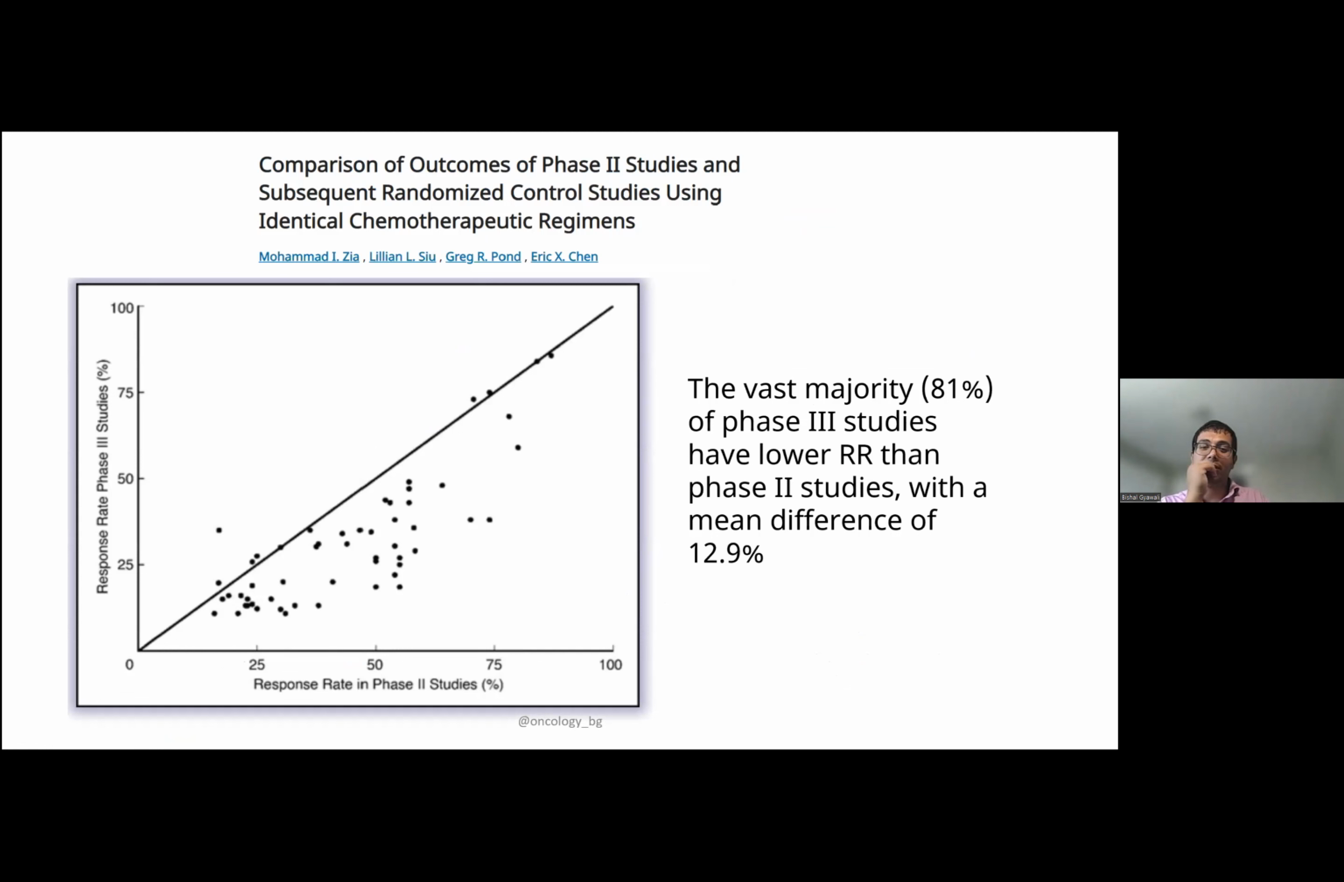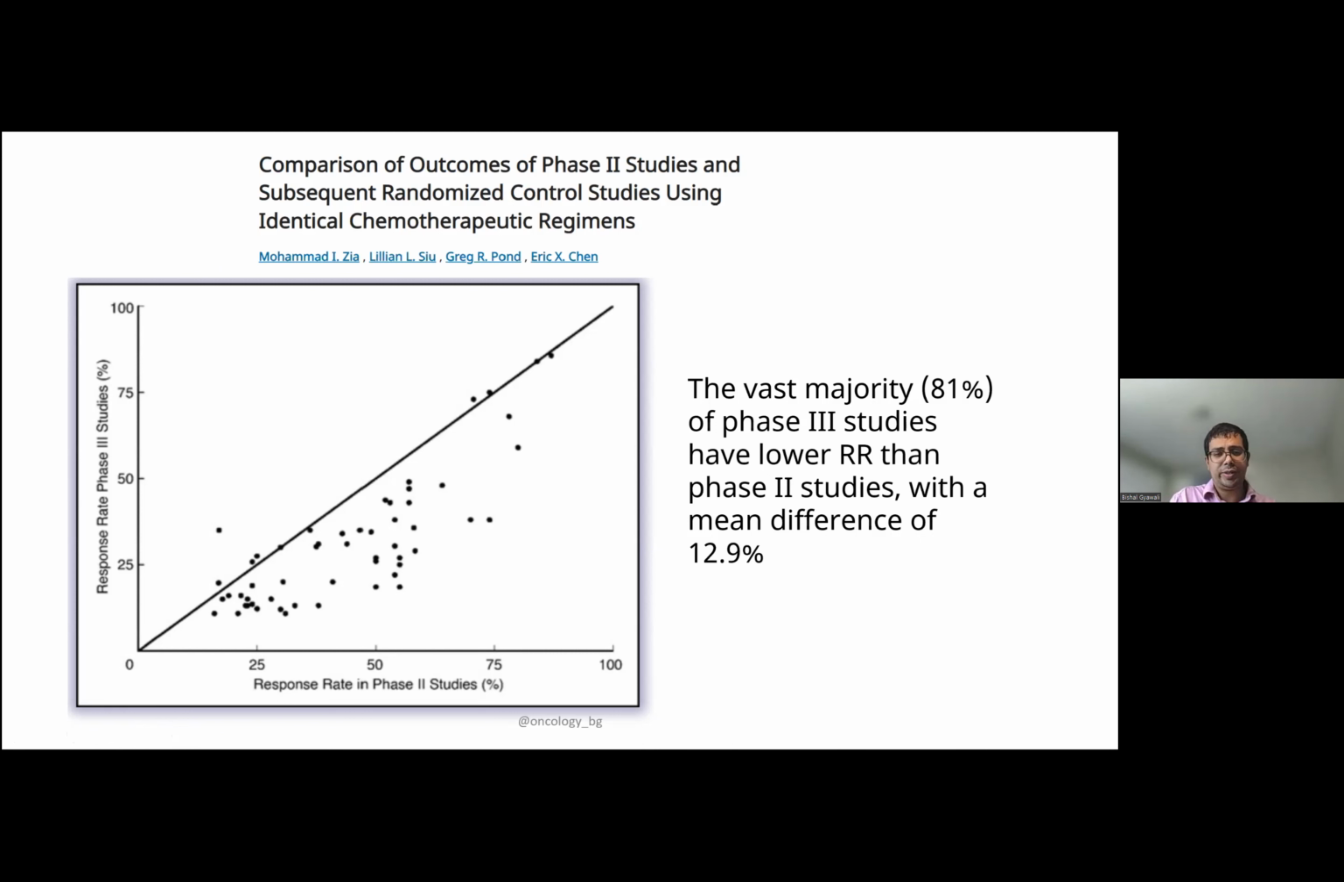So a similar study was done for response rate several years ago. This is for cytotoxic chemotherapy drugs. And they saw that for the vast majority of cases, the response rate in phase 2 is higher than the response rate for the same drug in the same setting in phase 3. And the difference is almost 13%.